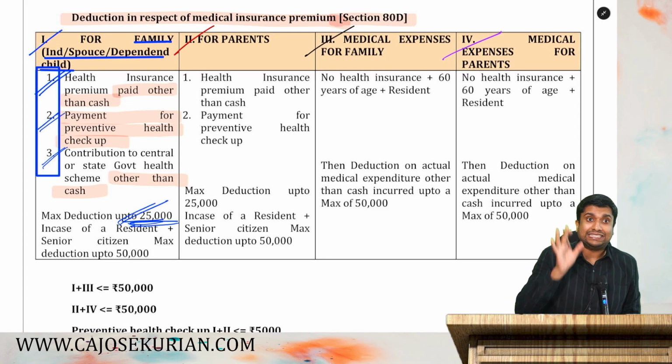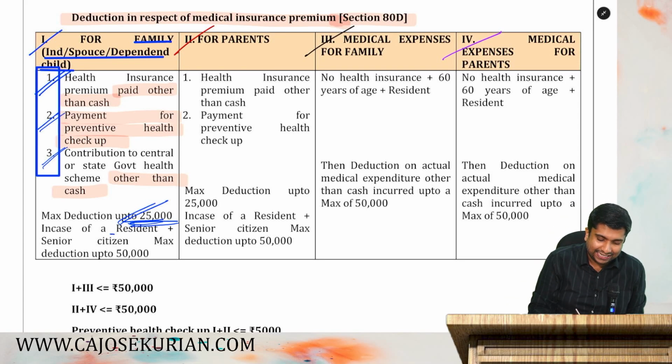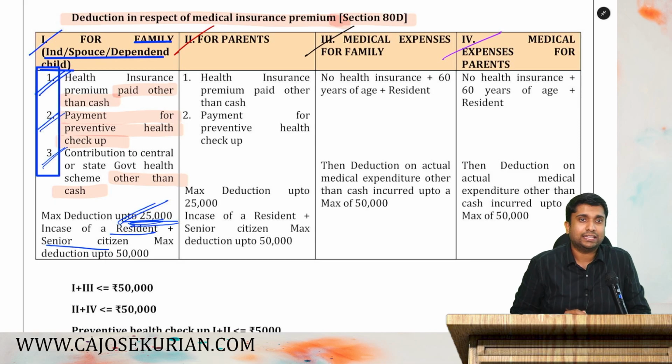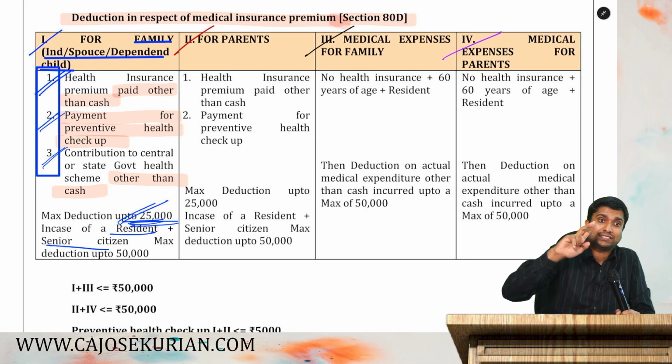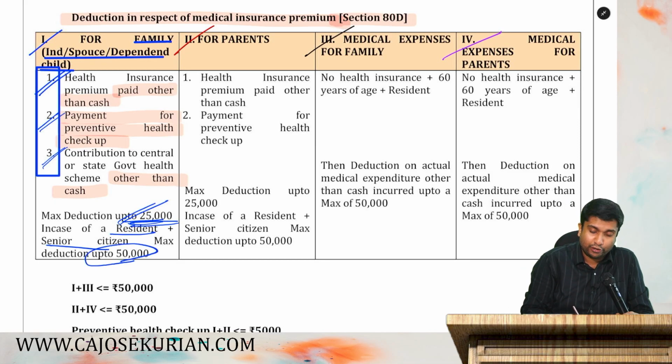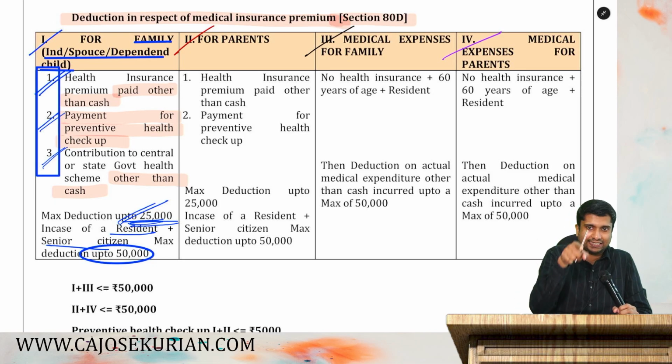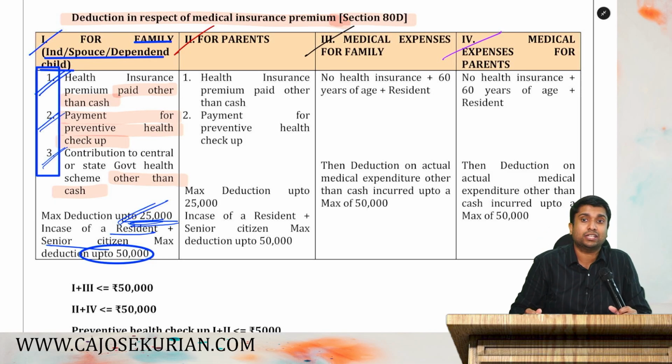Moving on, say that individual is a senior citizen as well as a resident. That individual, being a senior citizen as well as a resident, will get a deduction up to 50,000. Say you are a senior citizen as well as a resident, you will get a deduction up to how much? 50,000 rupees. I hope that is also clear.